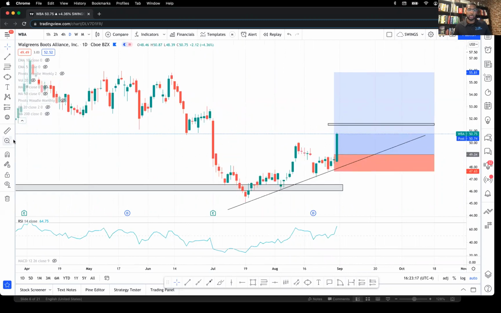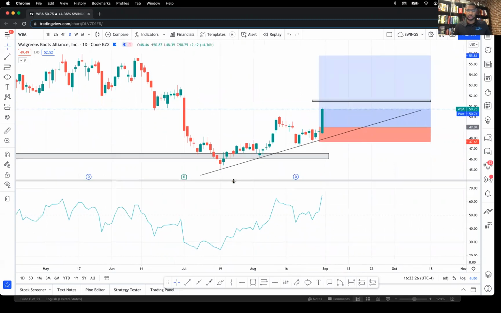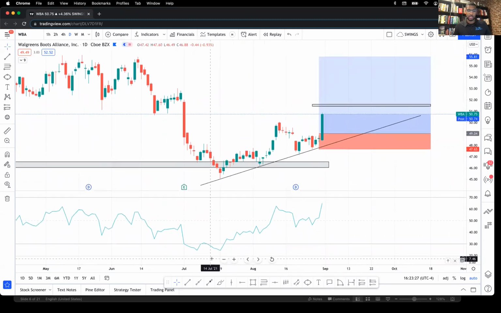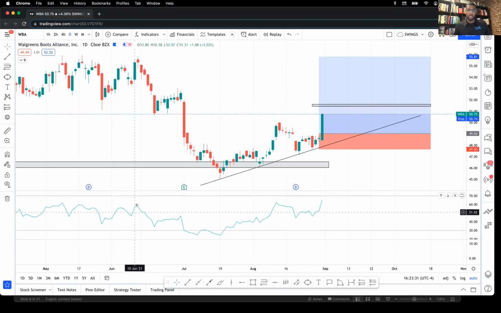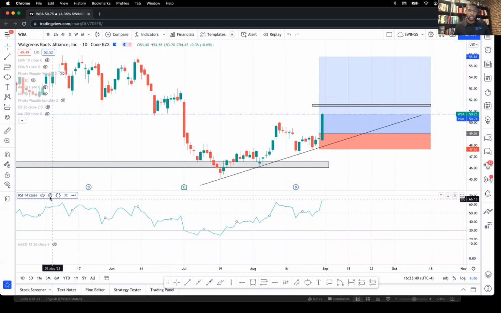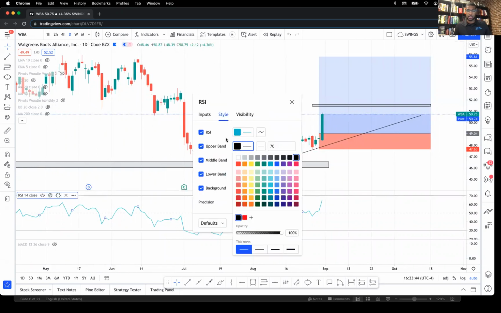Now we're talking about RSI. RSI down here. All right, so we have the RSI right here. This blue line is what we're looking at. These bands on the top and bottom. And let me just make these a little bit more clear for you to see. All right.